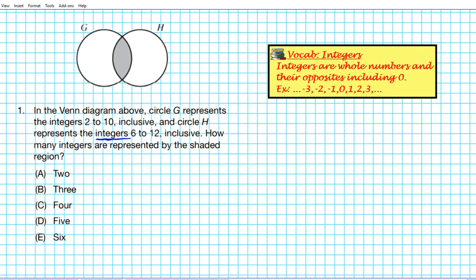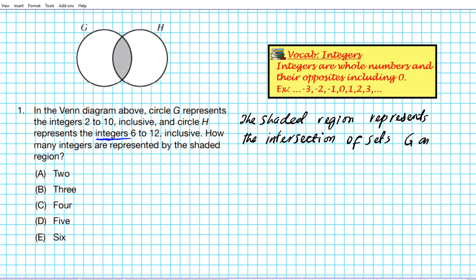All right, so what we're looking for is basically the cardinality, or number of elements, of the set that falls in this region right here, the shaded region. The shaded region basically represents the intersection of sets G and H. Okay, let's write that down. The shaded region represents the intersection of sets G and H.